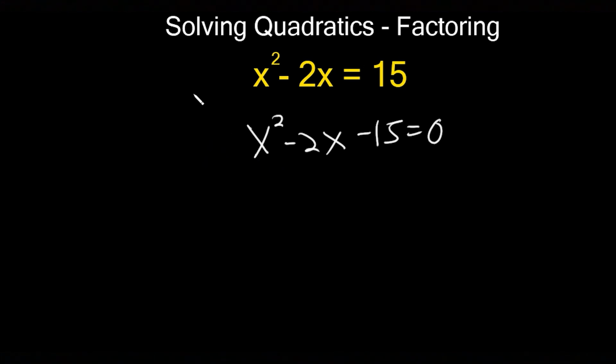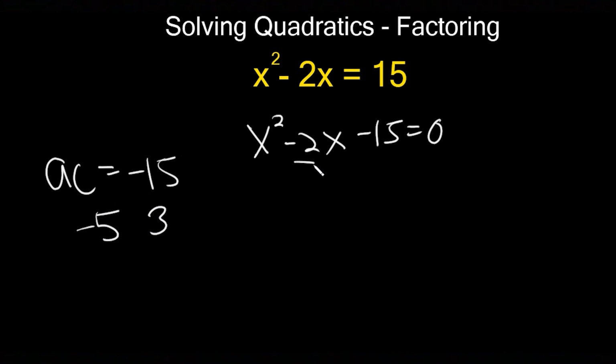So I'm simply going to do a times c. So a times c, when I do that, I get negative 15, right? That's 1 times a negative 15. So I need two numbers that multiply to give me negative 15, but add up to negative 2. Start with 5 and 3. I know that one of them is going to have to be negative. So if I make the 5 negative, when I multiply them, I get negative 15. And then when I add them, I get the negative 2 right here.